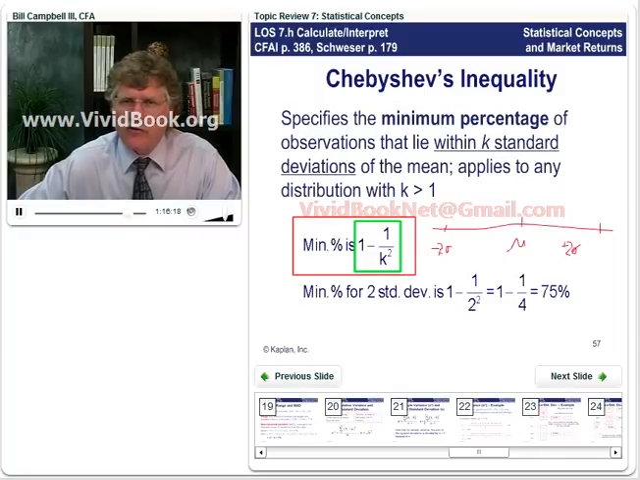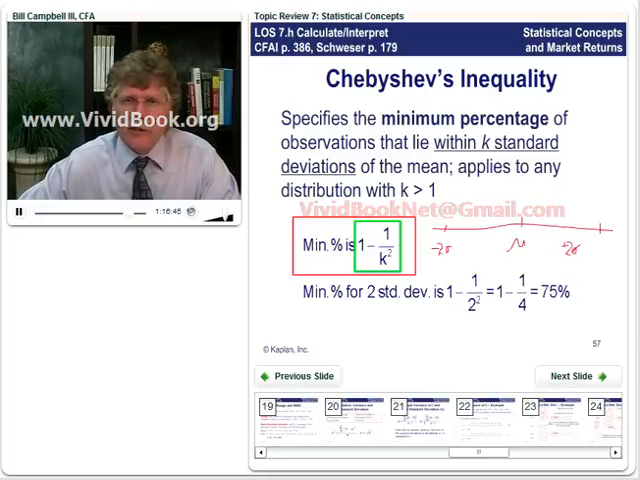K squared is 4. 1 over k squared is 1/4. 1 minus 1/4 is 3/4, or 75%. That says that between mu minus 2 sigma and mu plus 2 sigma, at least 75% of the observations have to lie in that range. And it doesn't matter what the distribution is. Any probability distribution, this is true.